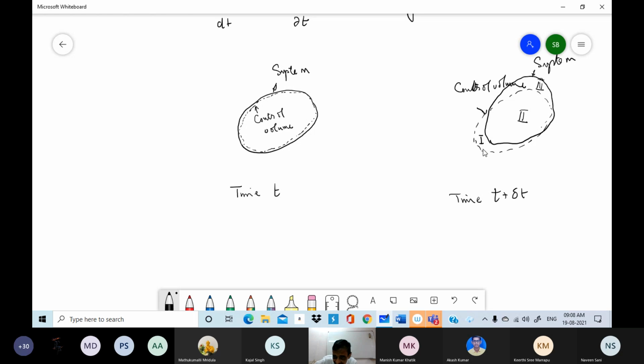Region 1 is the region which is part of the control volume, but at time t plus delta t is no longer part of the system. Region 2 belongs to the system and control volume at t plus delta t. And region 3 is the region which is now part of the system, but it is not part of the control volume.